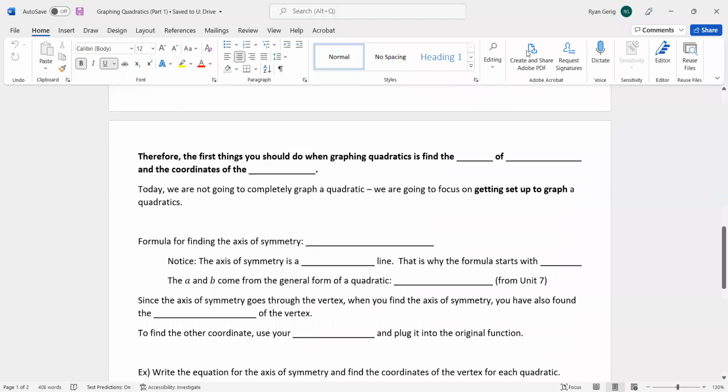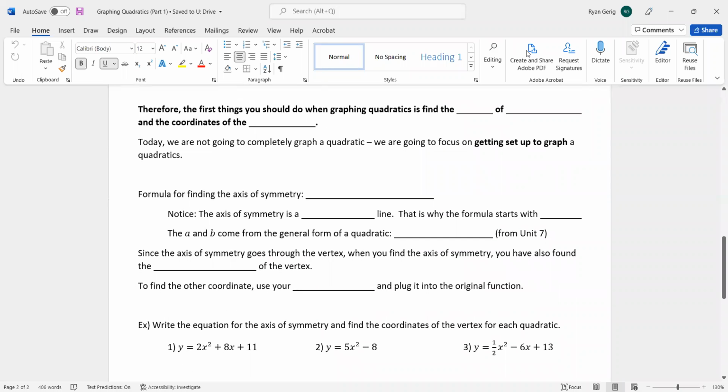All right, so therefore, the first thing you do when graphing quadratics is find the axis of symmetry and the coordinates of the vertex. That's going to be your first step in graphing all the time. I am going to abbreviate axis of symmetry as AOS, okay, just so you're aware. And today we're not going to go completely into graphing a quadratic. We're only going to focus on getting set up to graph a quadratic. That's why this is part 1.